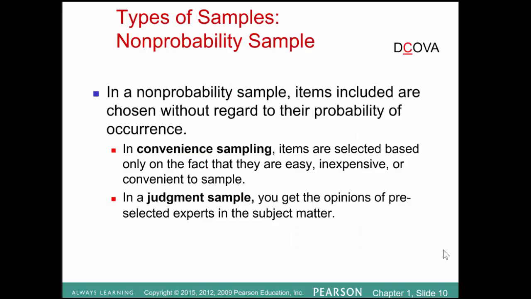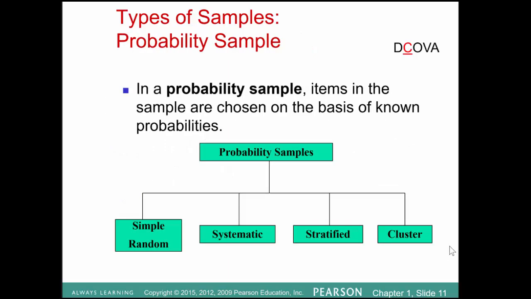Types of samples, non-probabilistic samples. In a non-probabilistic sample, items included are chosen without regard to their probability of occurrence. In convenience sampling, items are selected based only on the fact that they are easy, inexpensive, or convenient to sample. In a judgment sample, you get the opinions of pre-selected experts in the subject matter.